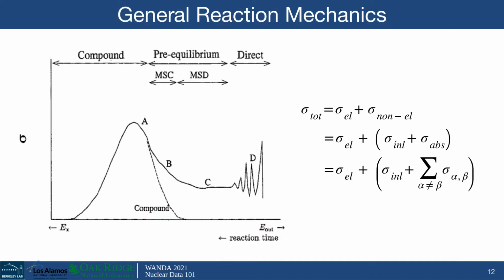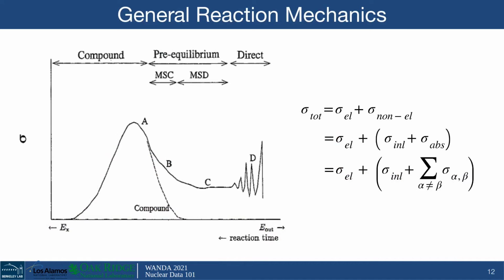Pre-equilibrium processes provide a substantial portion of the reaction cross-section for incident energies between a few tens of MeV up to 100 to 200 MeV. The modeling of this component of the reaction cross-section may be further subdivided into a series of multi-step compound or multi-step direct reaction components. With these regimes in mind, let us now turn to how the total reaction cross-section can be subdivided into these individual components, that we may discuss the modeling of each of them more in detail.